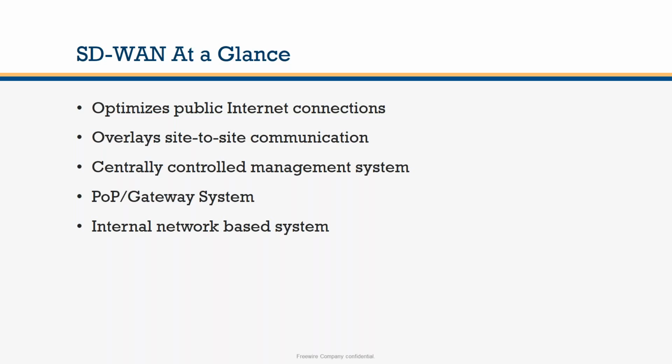Now, the second category that the rest of the SD-WAN solutions are going to fit into is what we consider internal network-based. So these SD-WAN systems are going to, at no point, ever leave the end customer's network. They are going to solely and exclusively reside on that customer's network, either in a full mesh configuration or in a hub and spoke configuration.